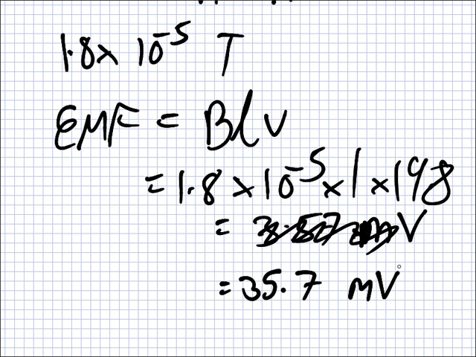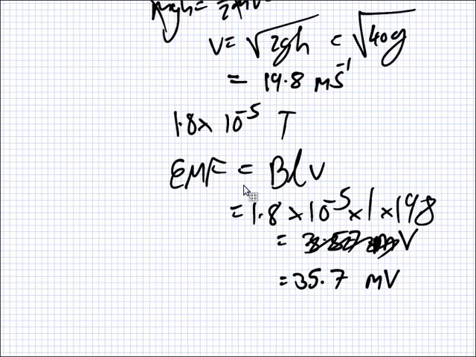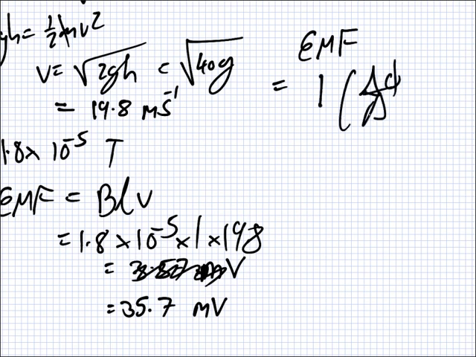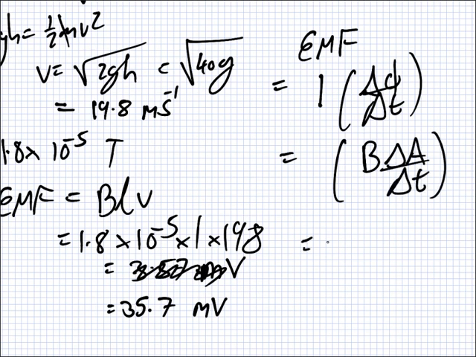If you were using your formula here, just so everyone can see, Faraday's law of induction, the n here is 1, I don't care about the minus, delta phi over delta t. What's changing here? It's not the B, it's the A, so it's B delta A over delta t. So that's B times delta A over delta t, to be clear.